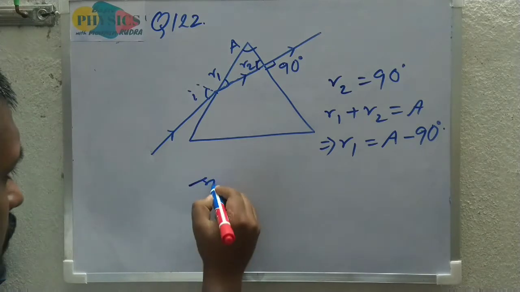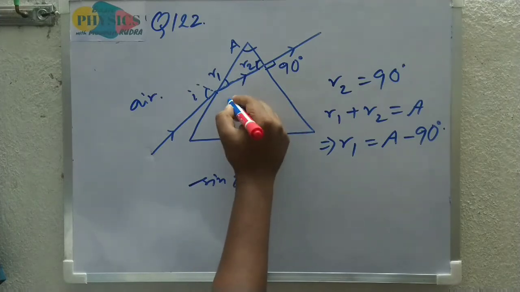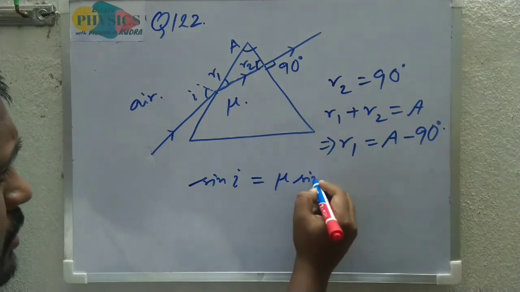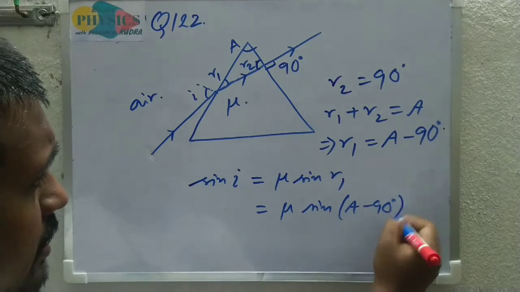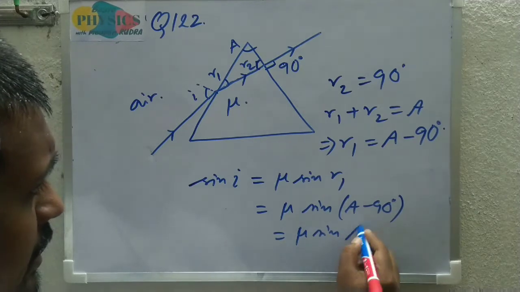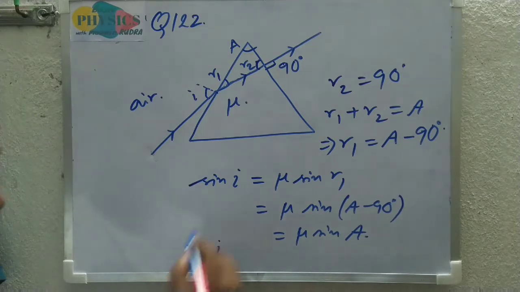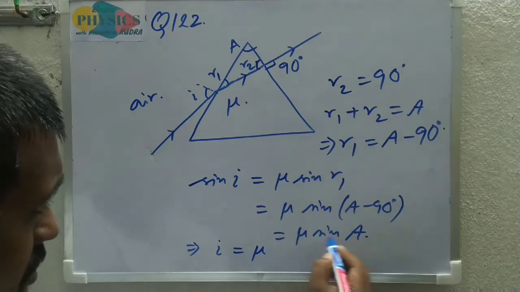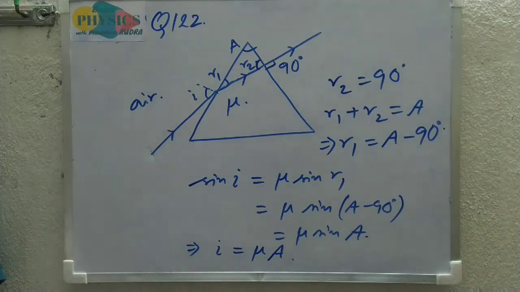Now sin I, this is the air medium here, and if its refractive index is mu, then from Snell's law we can write sin I equals mu into sin R1, that means mu into sin of A minus 90 degree. So this means mu sin A. Okay, so from this we can conclude that if the angle I is small, sin I will be I, so mu into sin A will be A. Then option 2 is the right answer.